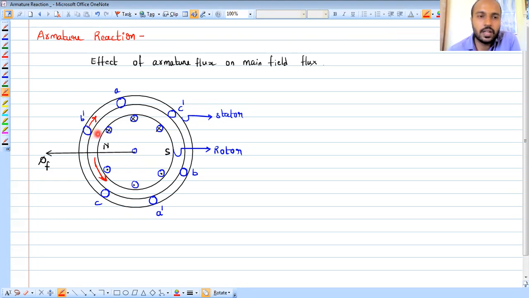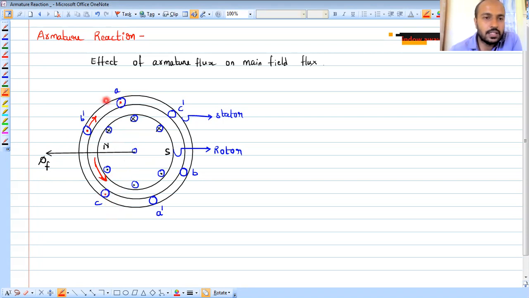We have already seen this, right? Then apply Fleming's right hand rule. This is the magnetic field direction and the force acting on the conductor is in the upward direction. Then the induced EMF in this conductor will be a dot. Similarly, these two conductors also represent dot.